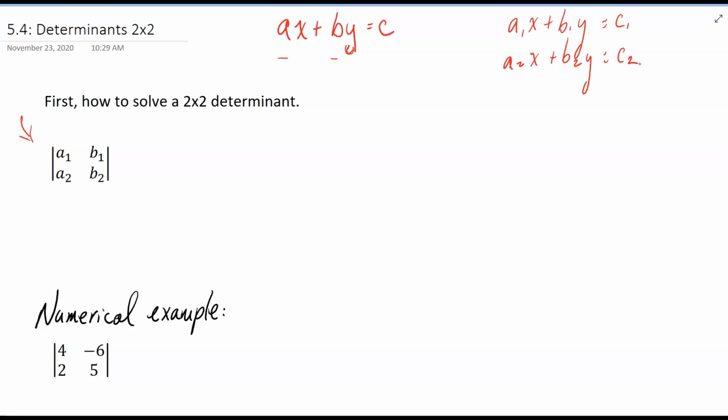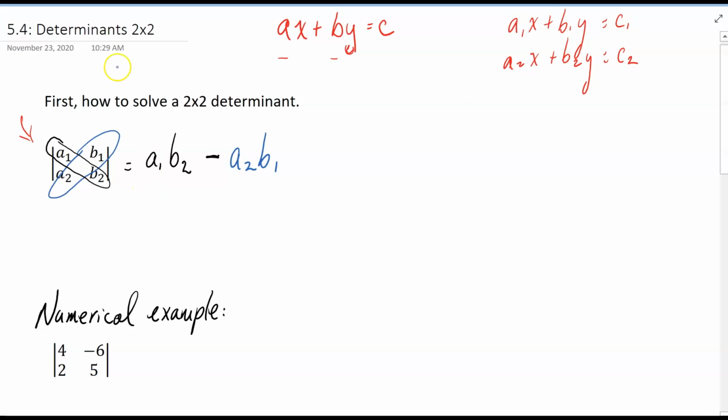First, let's see, how do I even evaluate a 2 by 2 determinant? So a 2 by 2 determinant looks like this. And the way we evaluate it is a very specific method. We want to multiply the product of this diagonal right here. So we will have a1 multiplied by b2. And then we want to subtract another diagonal, which is this one, which is a2 times b1.